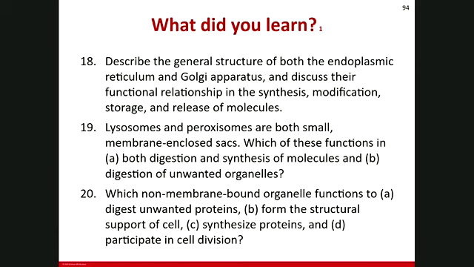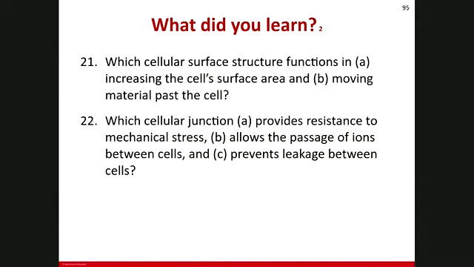Which non-membrane bound organelle can digest unwanted material? Which one can form the structural support of the cell? Which one can make protein? And which one can participate in cell division? And which cellular surface structure can increase the surface area of the cell, and which one can move material past the cell? And which cellular junction can provide resistance to mechanical stress, which one allows passage of ions between the cells, and which one prevents leakage between the cells?